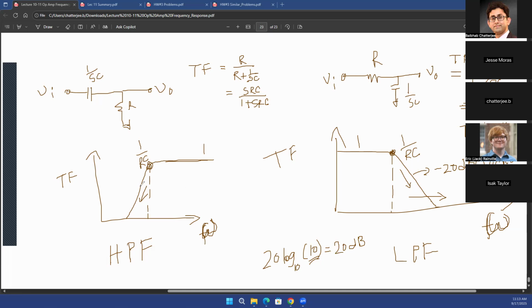Now, why is this minus 20 dB per decade and not anything else? That again comes down to the fact that if your frequency increases by 10 times, your gain reduces by 10 times. And that is because you have a single S in the denominator in this case. So you have a one pole system, a single pole system, which is also called a first order system. So this transfer function is a first order transfer function.